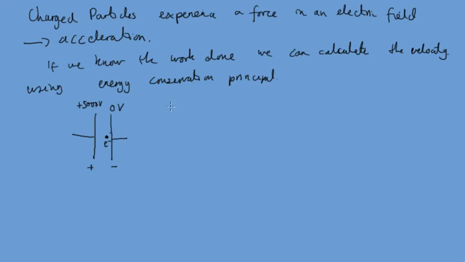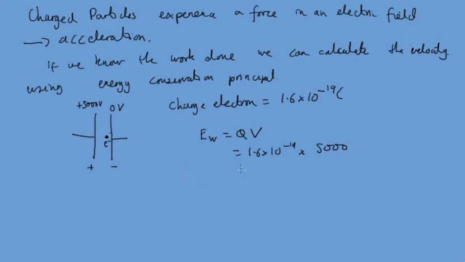So we know that the charge of an electron is equal to 1.6 times 10 to the minus 19 coulombs. So the work done moving the electron from here to here must be Q times V, where Q is our charge and V is our 5,000 volts. And if we do that, we get 8.0 times 10 to the minus 16 joules of work being done.